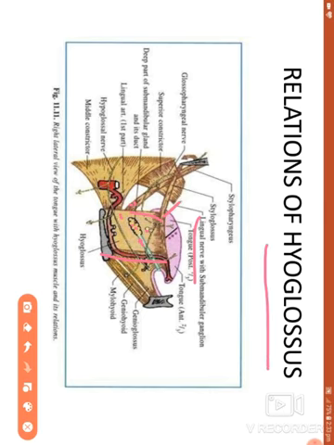Structures lying deep to the hyoglossus are, see, this is the middle constrictor going deep to the hyoglossus. This is the stylopharyngeus muscle, which is going deep to the hyoglossus. Then also see the second part of the lingual artery, which also lies deep to the hyoglossus. So these are the relations of the hyoglossus: structures that lie superficial to it and structures that lie deep to it.